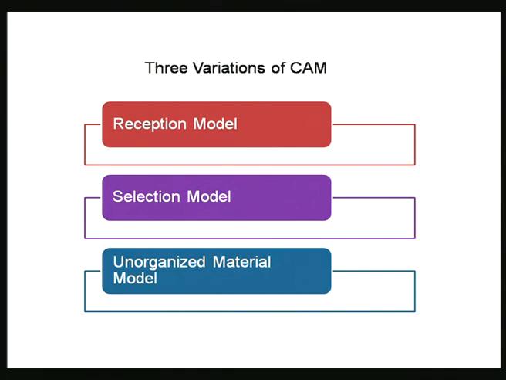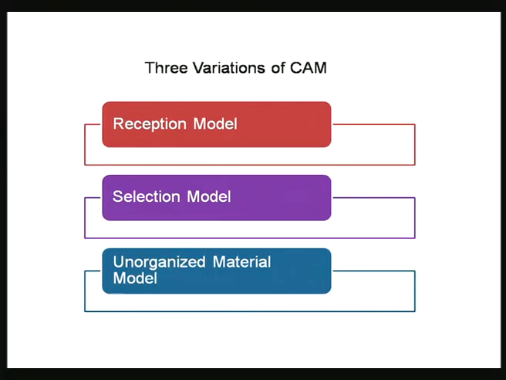And the last one is the unorganized material model. This is not in the form of an instructional exercise. It is in the form of a discussion. Some passages might be given. From that passage, the students have to identify the concept. They have to locate the concepts. Then they have to analyze the attributes of those concepts. They have to elicit the positive and the negative examples. So till now we have discussed the three variations of the concept attainment model. They are the reception model, selection model, and unorganized material model.